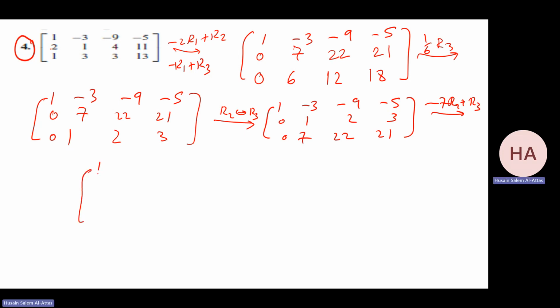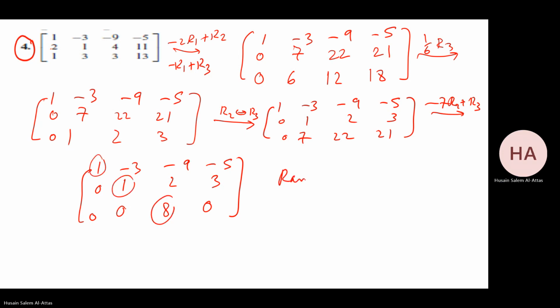See what will happen. 1, -3, -9, -5. I have 0, 1, 2, 3. I have 0. Multiply by -7 and add, that will be 0. -14 plus 22, that is 8. That is 0. So what is the rank? 3. The rank is 3.